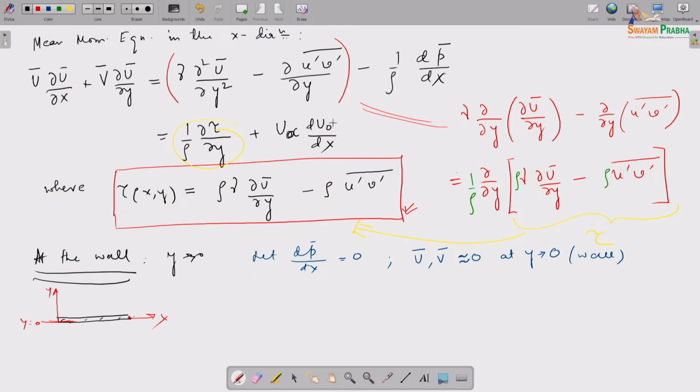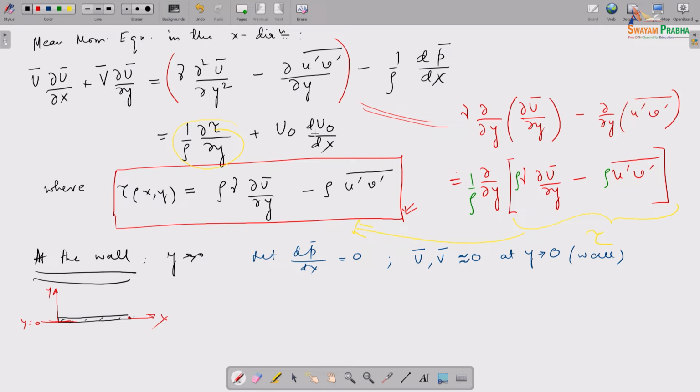Now then what do we get? Centerline velocity, del u naught del x, that's anyway going to be, sorry, I made a mistake. This is actually the free stream velocity, which in this case is the centerline velocity. I think that is okay. Sorry, what I wrote earlier is fine.